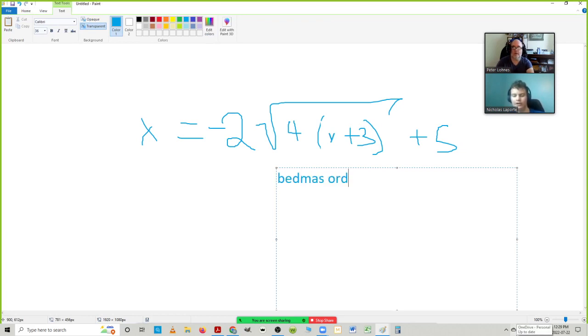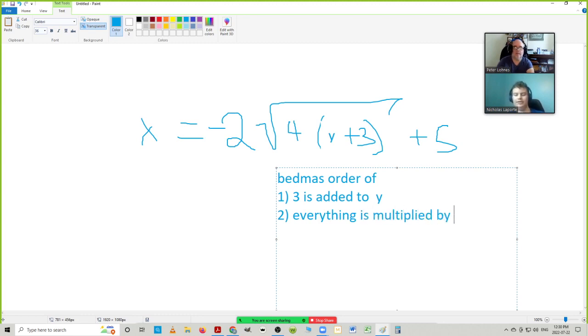Okay, so 3 is being added to y. That's number 1. What's next? Now there's something inside the square root that's being done first, because the square root counts as a bracket. Yes, 4 is being multiplied to that bracket. Everything is being multiplied by 4. And then you can go to 5, which is added to the bracket.